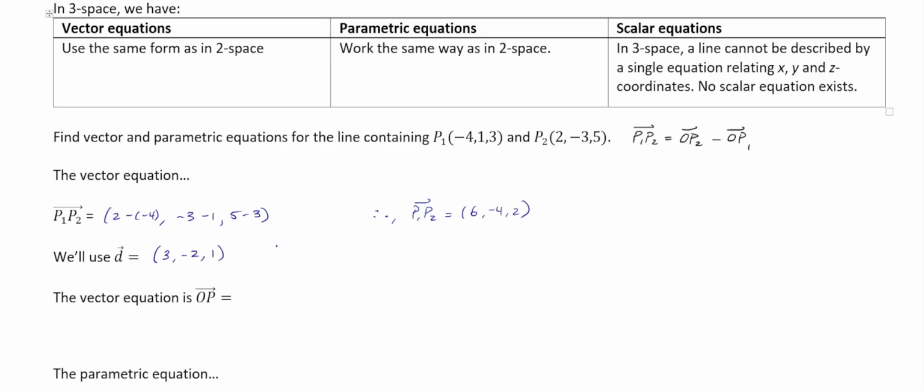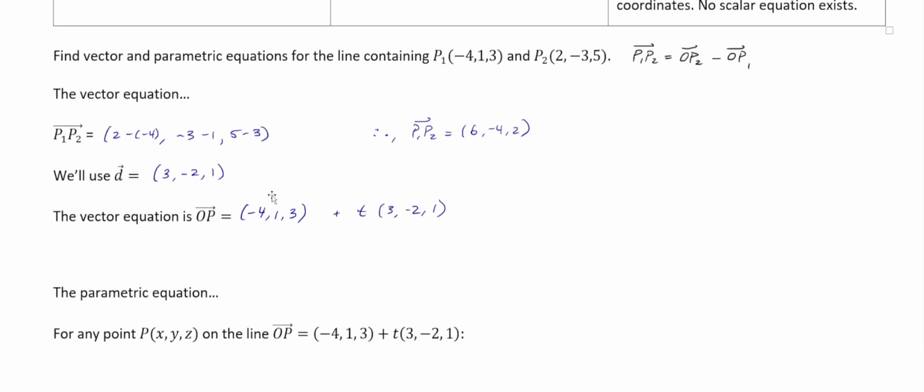These two vectors have the same direction. The only difference between them is their magnitude, and all we really want is the direction. The magnitude is inconsequential. So the vector equation for the line OP is going to be negative 4, 1, 3, a point on the line, plus the parameter t times 3, negative 2, and 1.